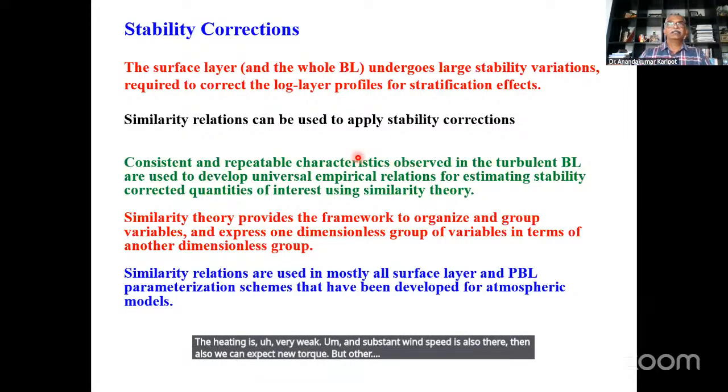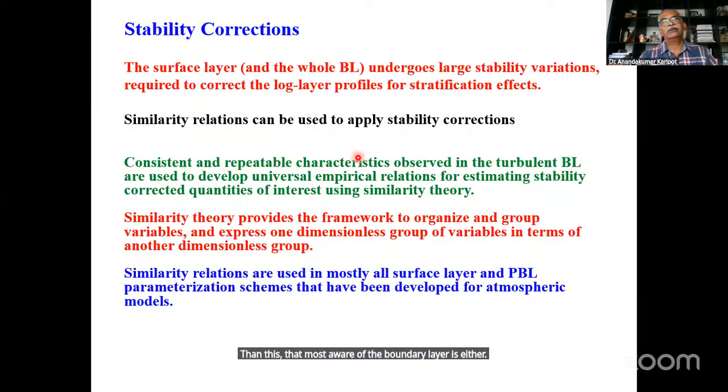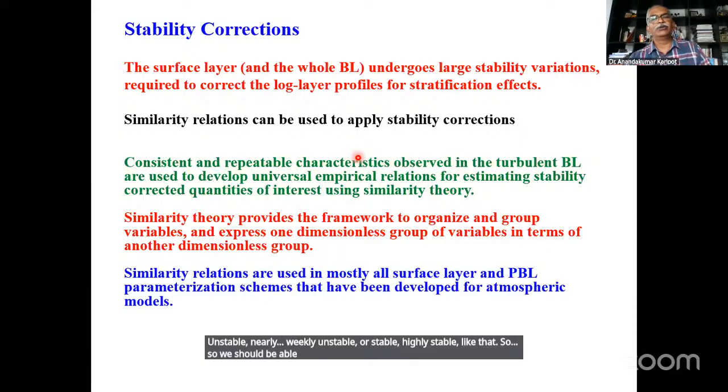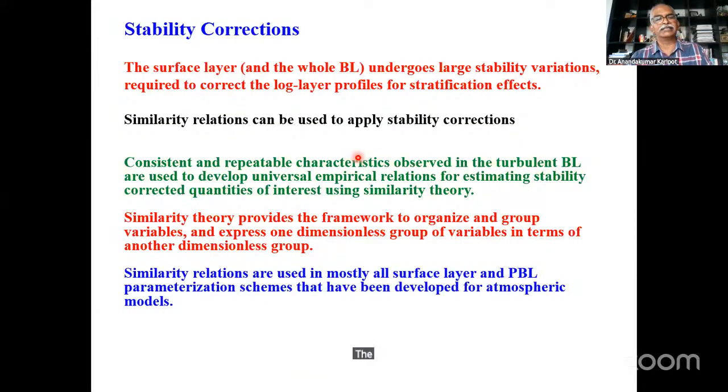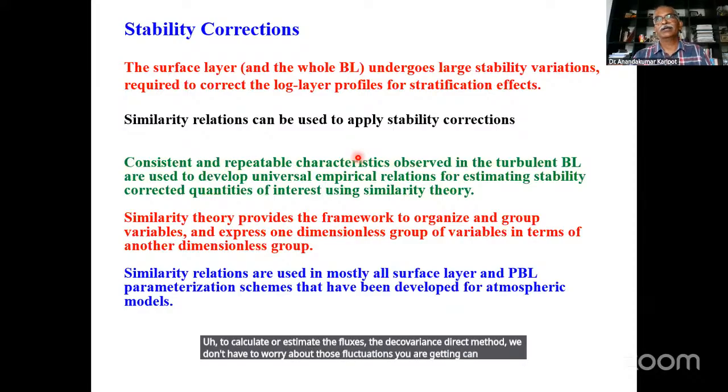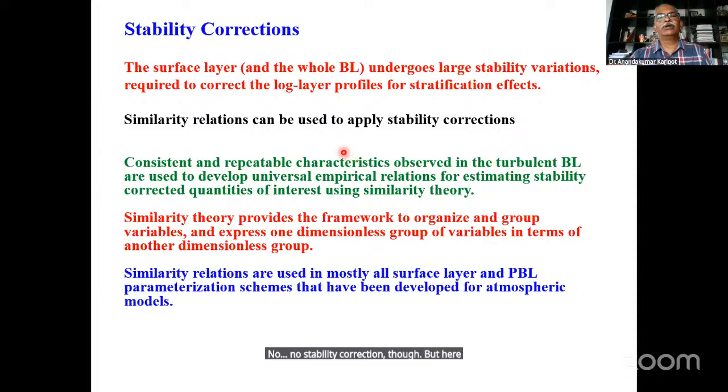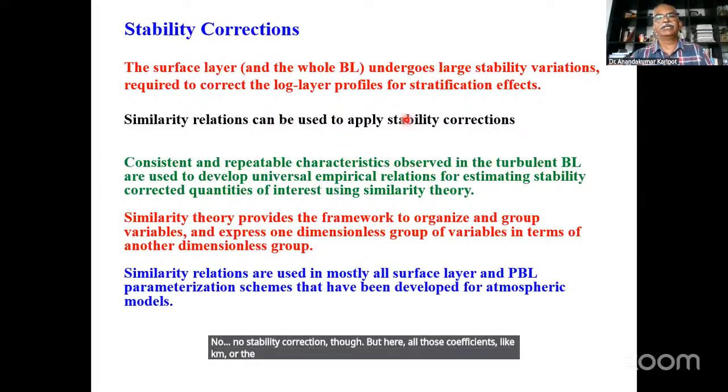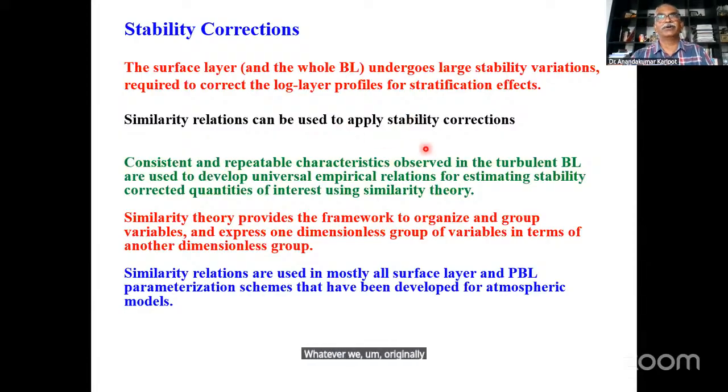But other than this, the boundary layer is either unstable, weakly unstable, or stable, highly stable, like that. So we should be able to make use of the gradient method as well as the drag method to estimate the fluxes. With the eddy covariance direct method, we don't have to worry. Whatever fluctuations you are getting, you can directly use, with no stability correction there. But here, all those coefficients like Km or the drag coefficients, whatever we originally use, are meant for neutral conditions. So we have to modify those for stable and unstable conditions, which means we need to apply corrections for stability.